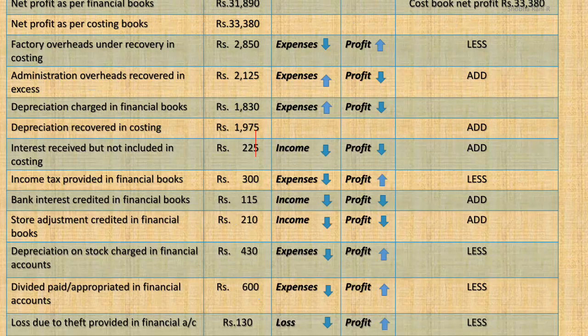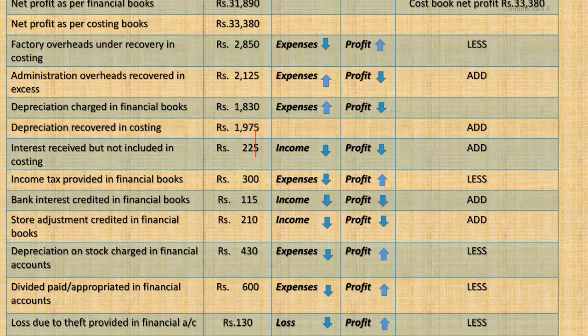The first item given in this problem is factory overheads under recovered in cost accounting. Factory overhead is an expense and it is under recovered in costing by rupees 2,850. This will have the effect of increasing profit as per cost books. Thus, in order to reconcile, this amount of rupees 2,850 should be deducted from the costing profit.